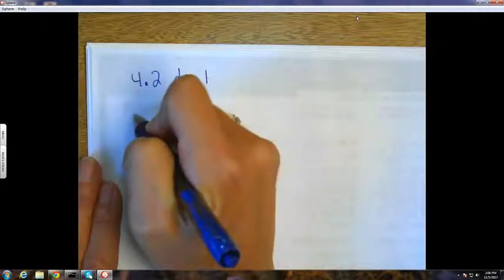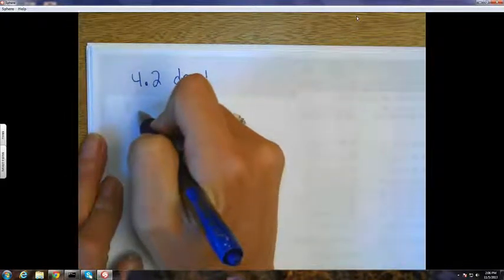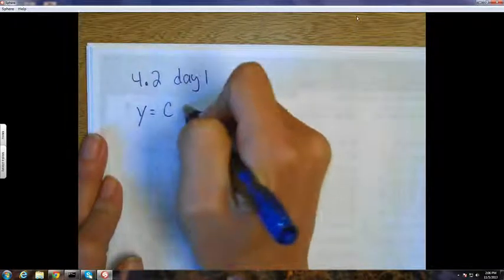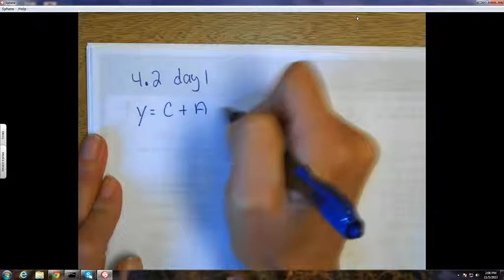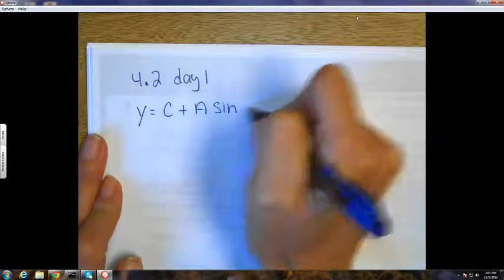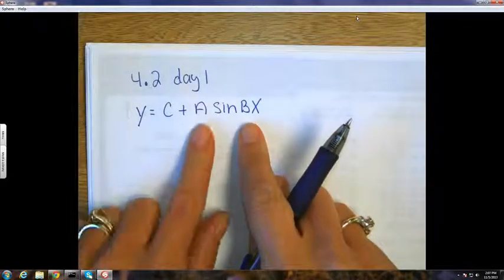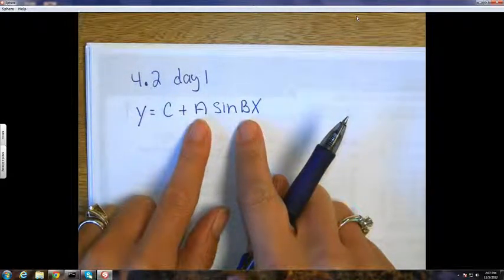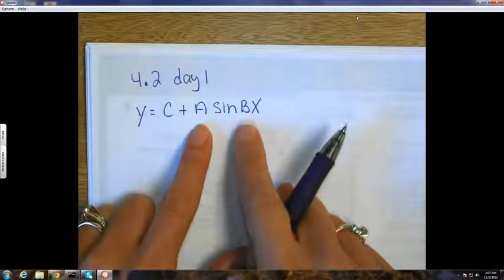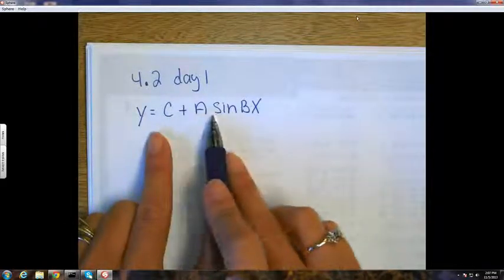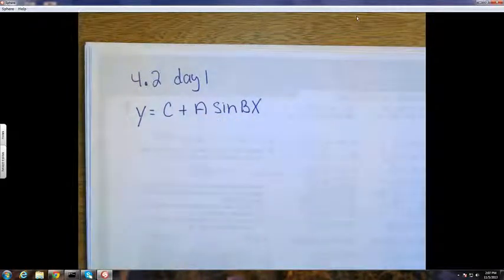No, that's all good. Okay, we are going to explore y equals c plus a times sine of b times x. Last week we looked at the a and the b. A affected amplitude, in other words how high and low the max and min got, and then b affected the period length, how long it took to complete a graph. Today we're going to add a number to the function.